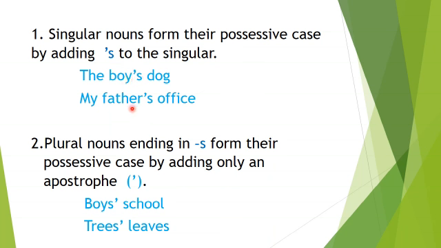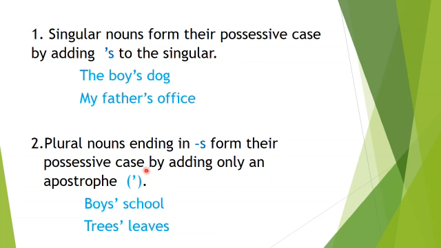Next, father is singular, but we have to change it into possessive case. So at that time we will add apostrophe s. So, my father's office. Next is plural nouns ending in s form their possessive case by adding only an apostrophe. So when we are changing a singular noun into plural, and that noun ends with s, for example boy, its plural is boys, tree, trees. So when we have to change a plural noun that ends with s into possessive case, just add apostrophe. For example, it becomes boys' school, trees' leaf.